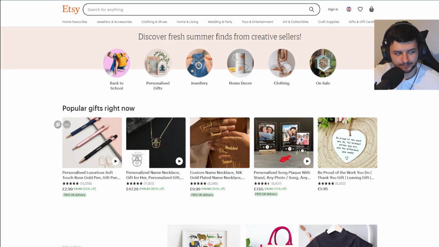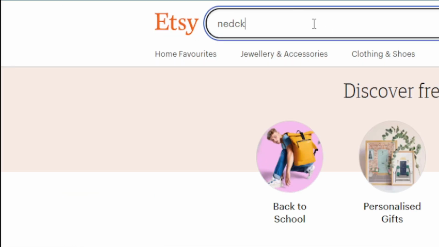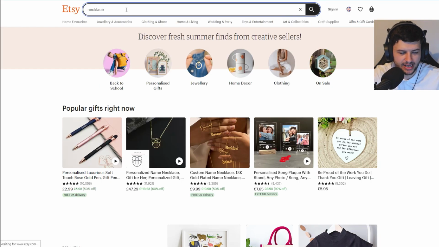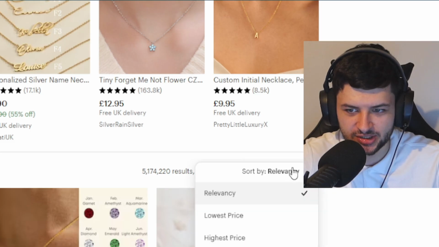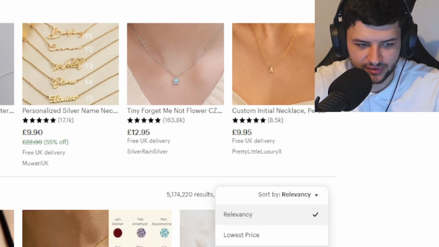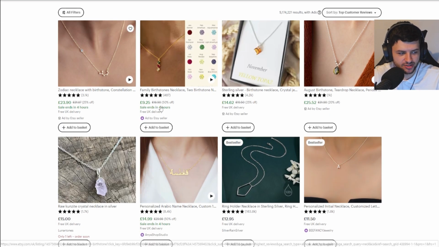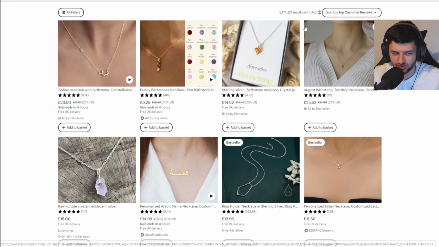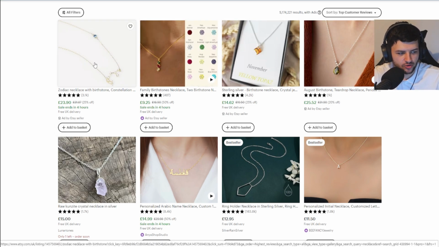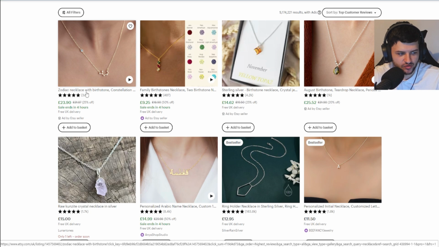And then also we can search for anything. So I could type in necklace for an example in Etsy, and we'll see what comes up. We can then sort them by relevancy, lowest, highest price, top customer reviews. Usually you want to do that because since we can't really sort by sales, when we sort it by reviews, you'll see the most reviews is usually the highest selling, because people obviously leave more reviews when there's more sales, right? It makes sense.